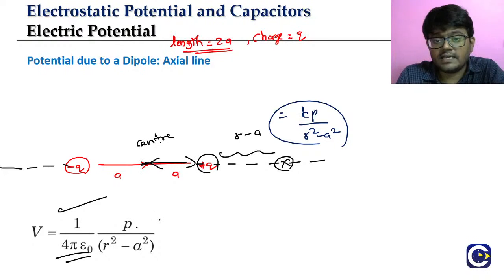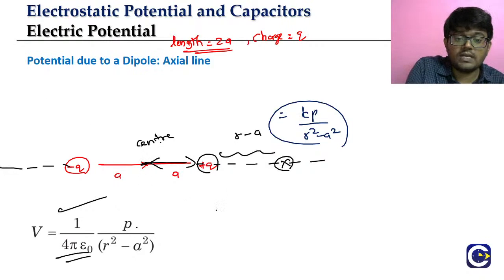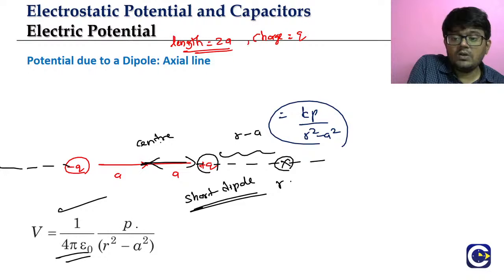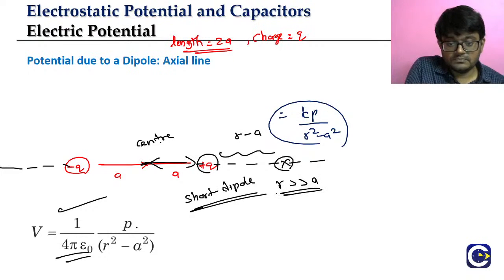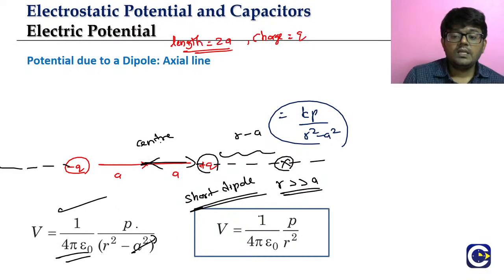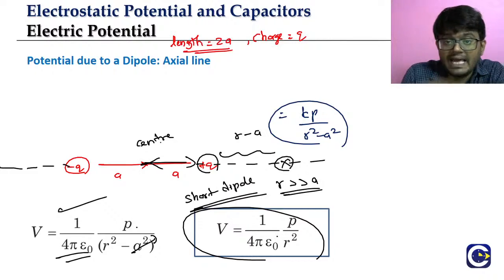In all the dipole cases, even in the case of the electric field, we have this wording: short dipole. For a short dipole, the value of r will be much more than a. The distance measured from the center of the dipole will be very high in comparison to the length of the dipole. We can neglect the value of a square. After neglecting it, we get the potential at a point on the axial line because of a short dipole. The formula is 1 by 4 pi epsilon naught p by r square.